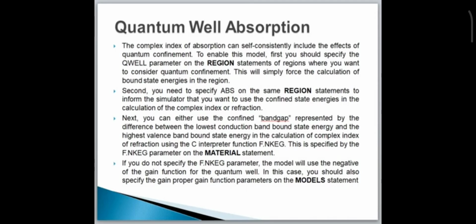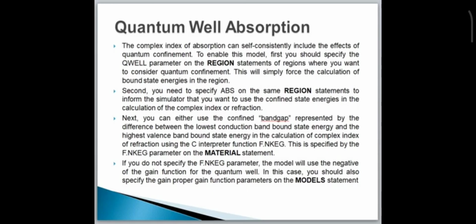Next, you can either use the confined band gap, represented by the difference between the lowest conduction band bound state energy and the highest valence band bound state energy, in the calculation of the complex index of refraction using the C interpreter function f.nkeg. This is specified by the f.nkeg parameter on the material statement. If you do not specify the f.nkeg parameter, the model will use the negative of the gain function for the quantum well. In this case, you should also specify the proper gain function parameter on the model statement.